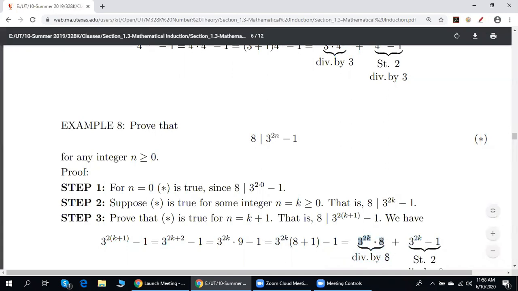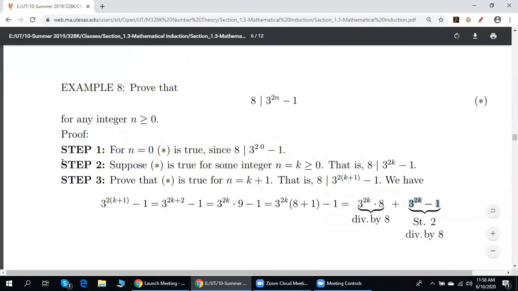Term number 1 is divisible by 8 because it is of the form 8 times integer. Term number 2 is divisible by 8 thanks to step 2. Since this is divisible by 8 and this is divisible by 8, the whole thing is divisible by 8. Since this is identically equal to this, this is divisible by 8.